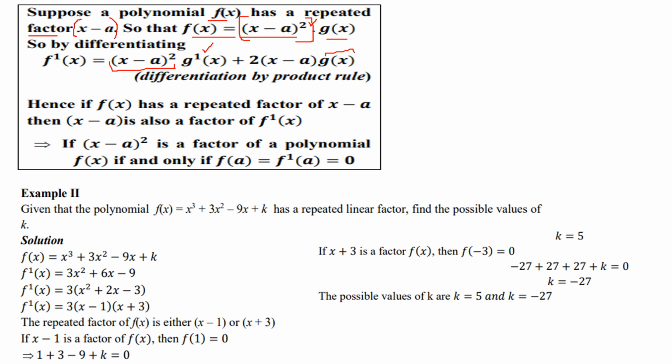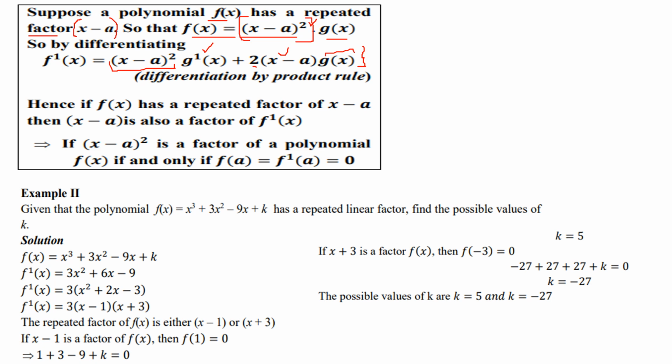When you differentiate your bracket, you take 2 down times the bracket, which is x minus a, and then times the derivative of the bracket. The derivative of the bracket is going to be 1. So you end up getting such an expression. This is going to be the derivative of our polynomial. And I've told you, for a repeated factor, the factor satisfies both the polynomial and its derivative.